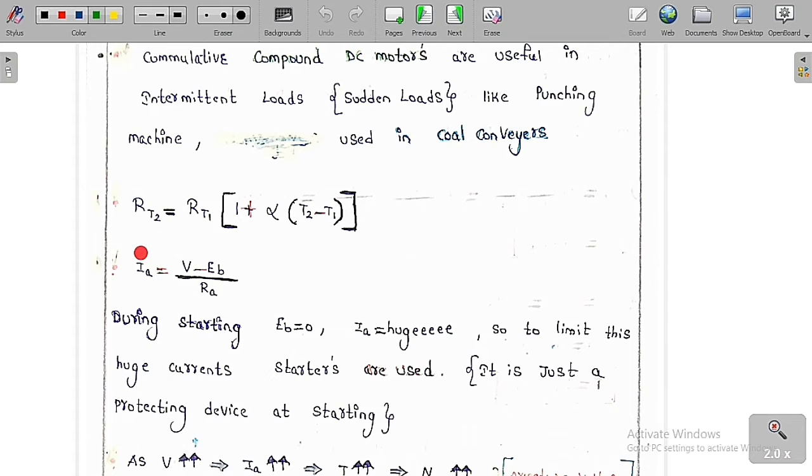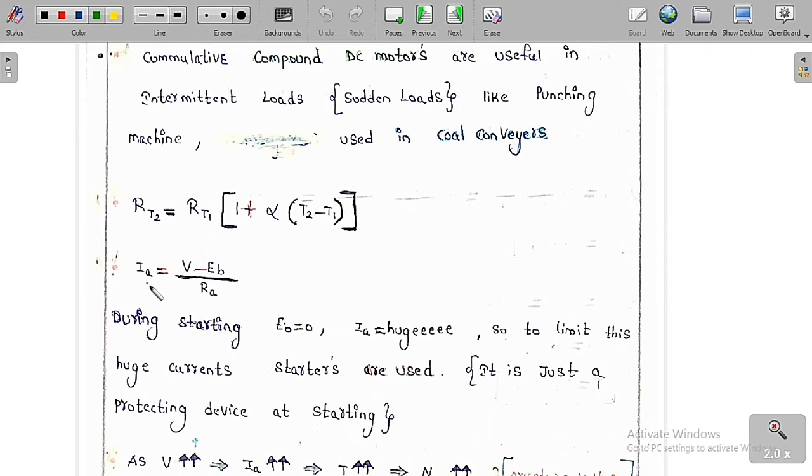It's a very important formula. The resistance at temperature T2 is equal to the resistance at temperature T1 into 1 plus alpha into T2 minus T1. So R2 is equal to R1 into 1 plus alpha into T2 minus T1. This is the resistance at temperature T2, and this is the resistance at temperature T1, multiplied by 1 plus alpha into T2 minus T1. It's a very basic equation.